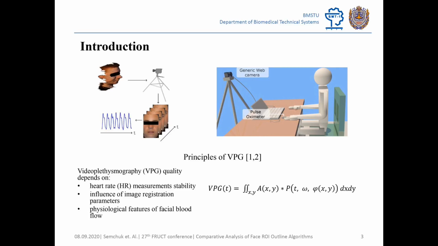Evaluating the effectiveness of different approaches to processing facial images under different registration conditions, and splitting the integration area into smaller areas with independent analysis of the received signals, which allows to ignore areas of the image with a low signal-to-noise ratio, SNR. The purpose of this work is a comparative analysis of various algorithms for ROI outlined in a face image under different signal registration conditions.